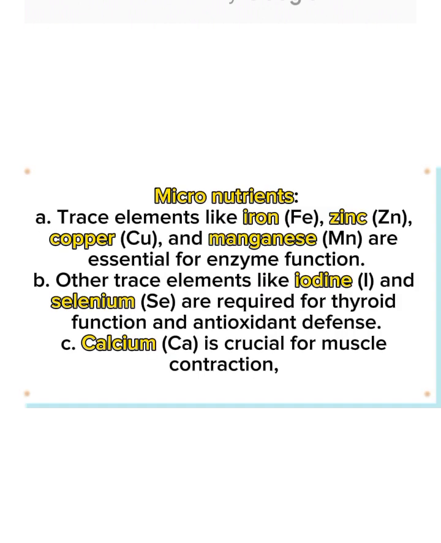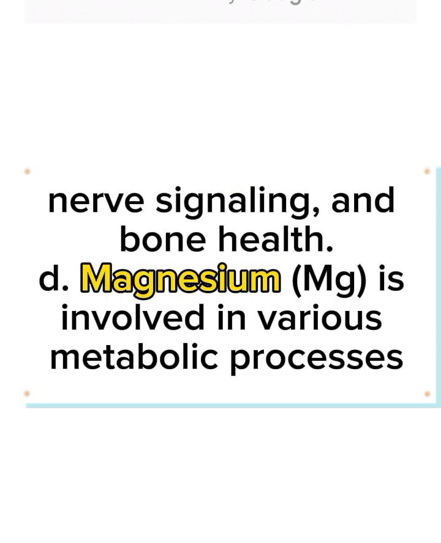2. Micronutrients. A. Trace elements like iron Fe, zinc Zn, copper Cu, and manganese Mn are essential for enzyme function. B. Other trace elements like iodine I and selenium Se are required for thyroid function and antioxidant defense. C. Calcium Ca is crucial for muscle contraction, nerve signaling, and bone health. D. Magnesium Mg is involved in various metabolic processes.